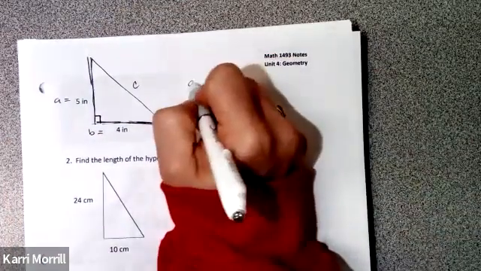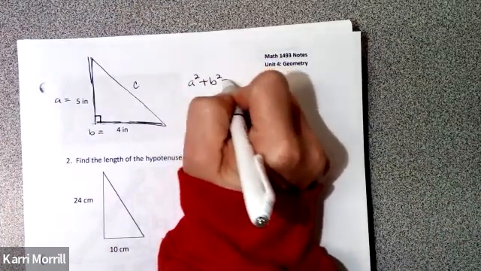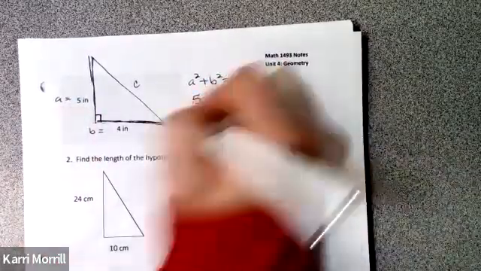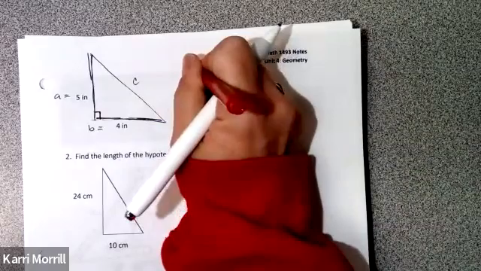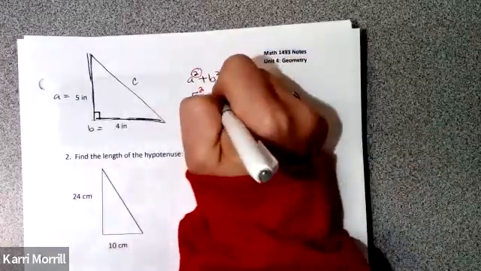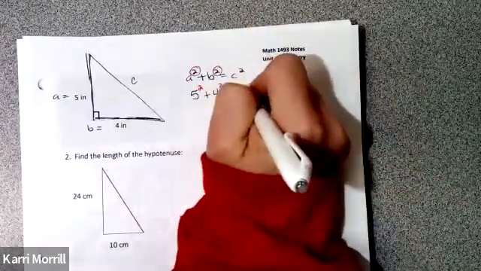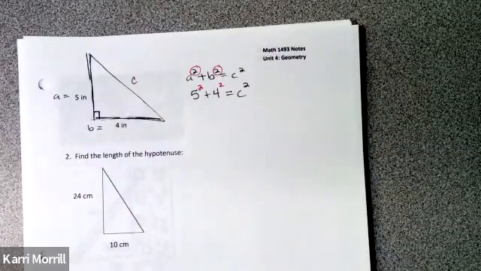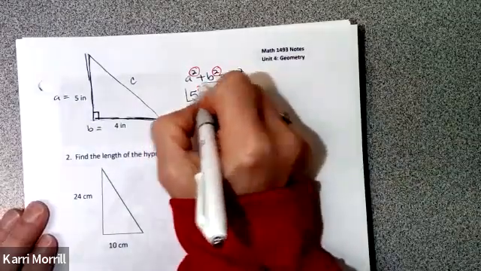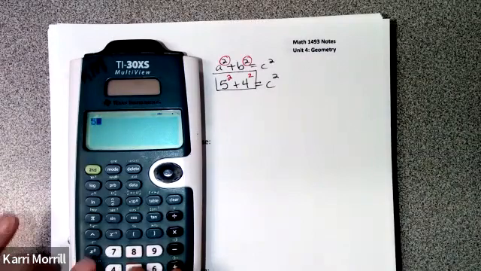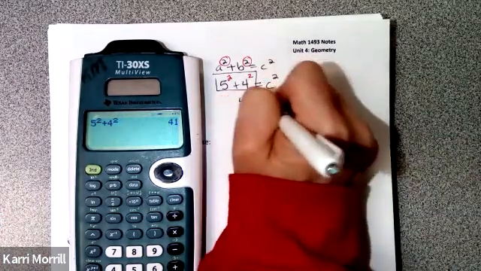So if I'm saying A squared plus B squared equals C squared, this is your A value. So we take 5 and we square it because that's in the formula. Plus 4 and we square it because that's in the formula. And that's going to equal some number squared. So what I do is I just type this into my calculator just like this. I'm going to say 5 squared plus 4 squared, and that will give me 41.